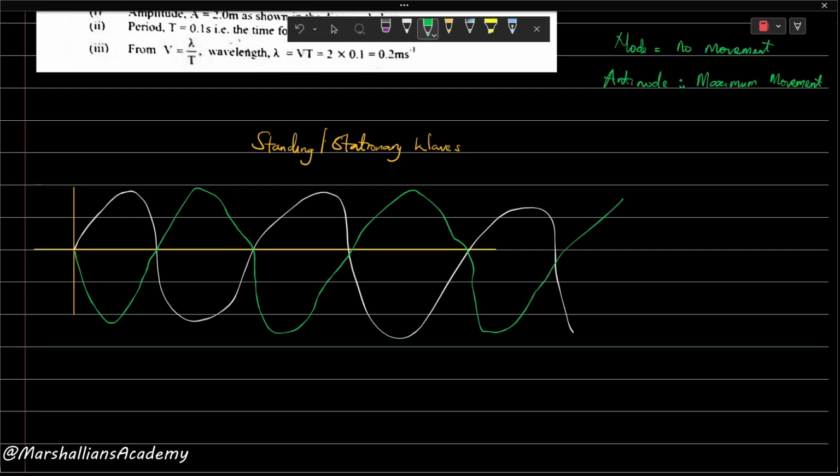Look at it. We have two waves. The first wave in white, the second wave in green. Two waves of the same amplitude, moving in opposite directions, with the same wavelength. Both of them together form a standing wave or a stationary wave. Is that clear? Now, there are things you need to know about stationary waves: 1. Nodes. 2. Antinodes.